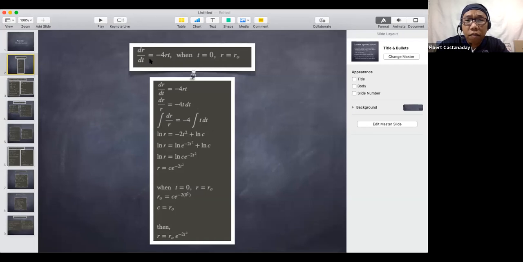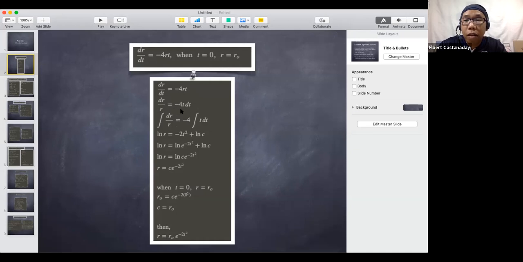Okay, so the variables here are r and t. We'll separate the variables, cross multiply. So we have dr over r, and on the right-hand side, you just retain the constant -4 and the variable t. That way we're able to separate the variables. It's very easy, but what I want to show here is the resulting solution.